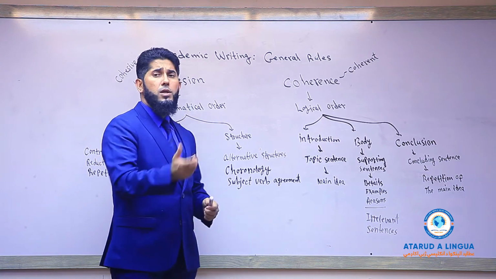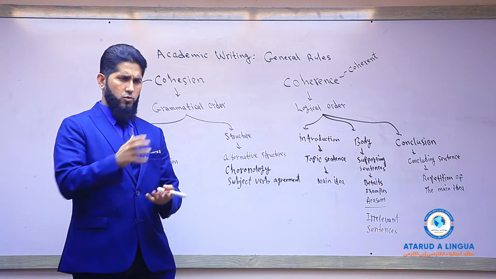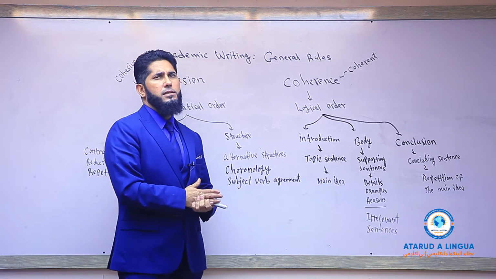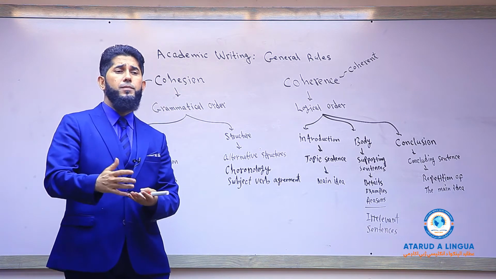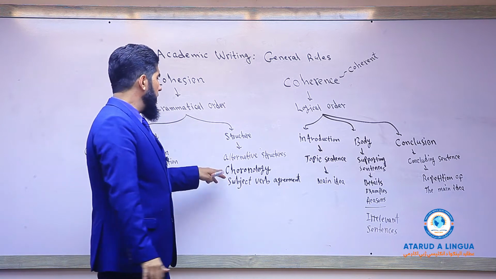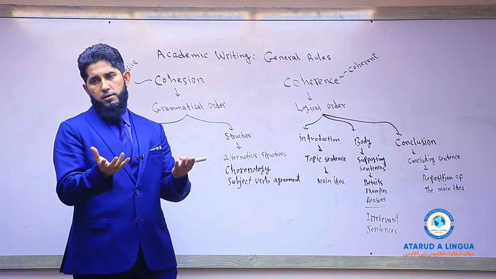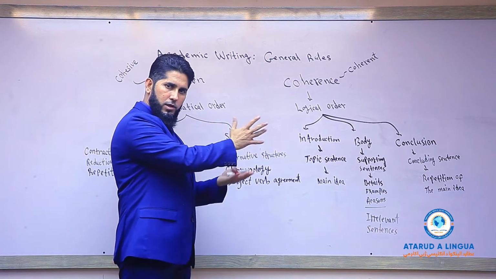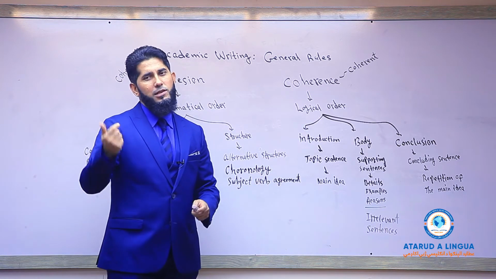And chronology, now it depends on what type of paragraph you write. For example, if it is a narrative paragraph in which you are trying to tell a story to your readers, you need the chronological order, the sequence of events, like what happened first, what happened second, third, and so on. Understood? And subject-verb agreement, that's also important.